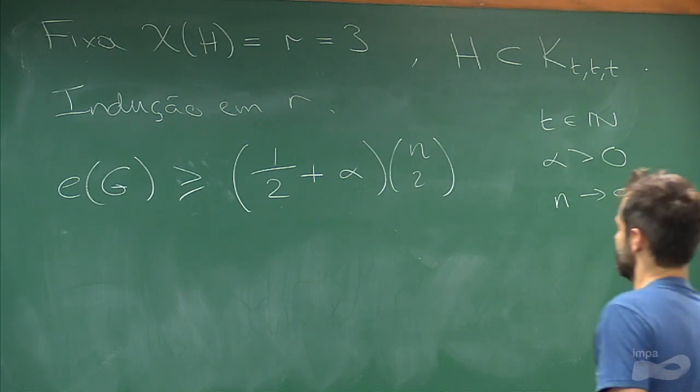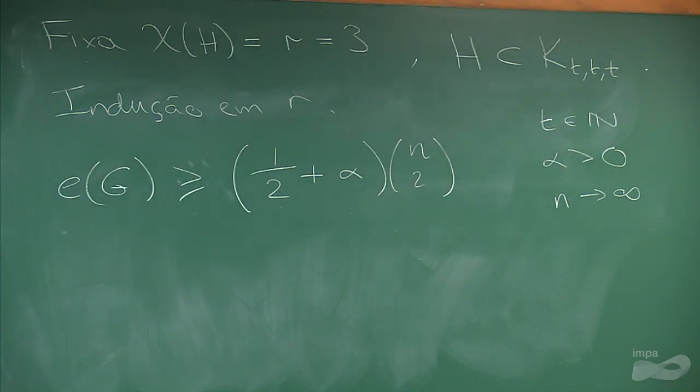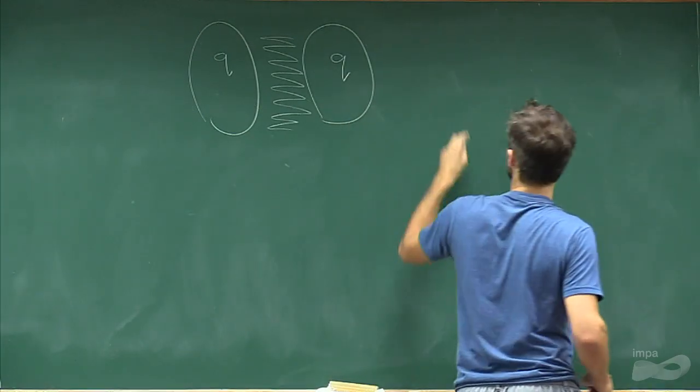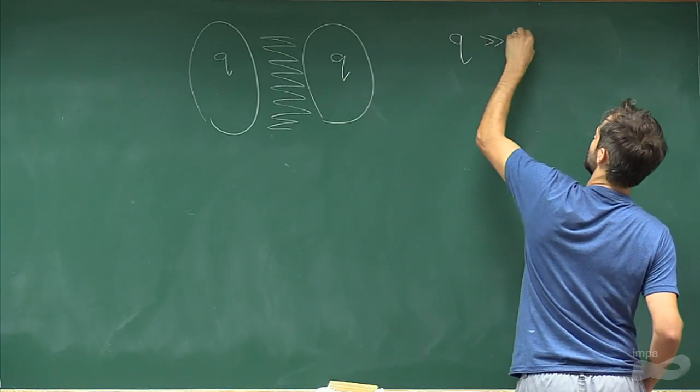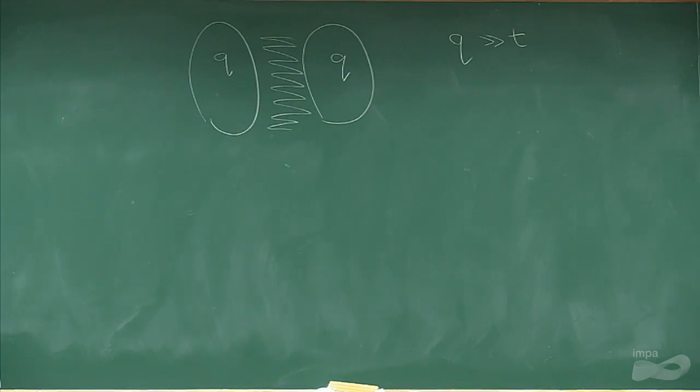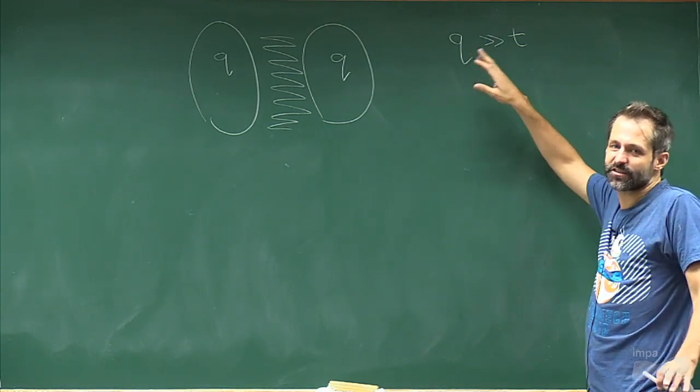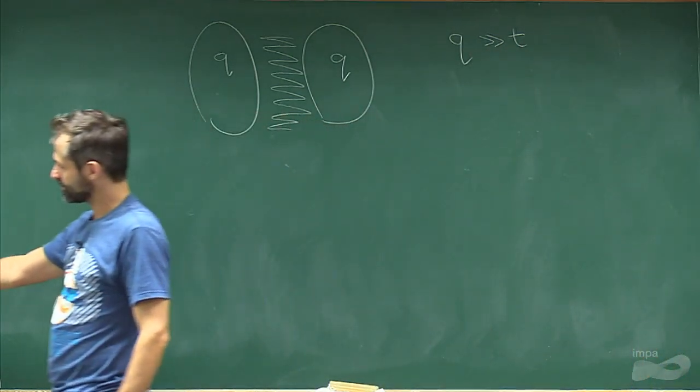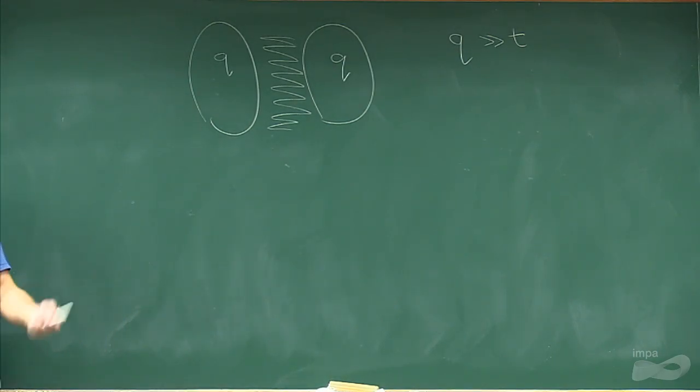Okay, so the induction hypothesis will give us a large complete bipartite graph. Let's suppose there's q vertices on each side, and I'm thinking of q as being much bigger than t. I'm using this notation informally to just mean it's a much bigger constant, though in fact, as we see here, really we could take it to be going to infinity.